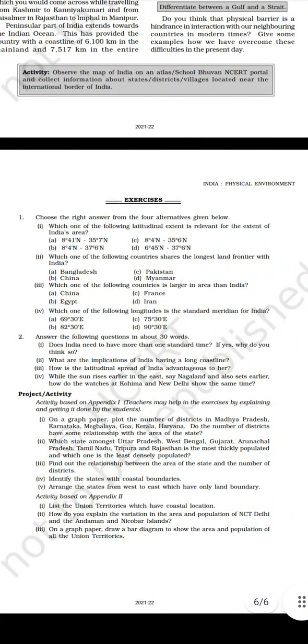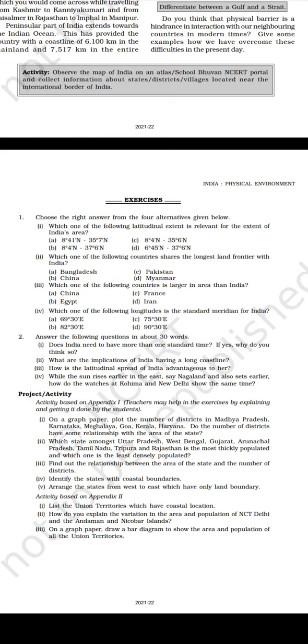Exercises. Choose the right answer from the four alternatives given below. Which one of the following latitudinal extents is relevant for the extent of India's area? 8 degrees 41 north to 57 degrees 7 north. 8 degrees 4 north to 37 degrees 6 north. 8 degrees 4 north to 35 degrees 6 north. 6 degrees 45 north to 37 degrees 6 north.